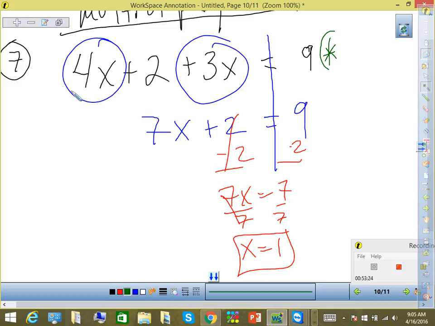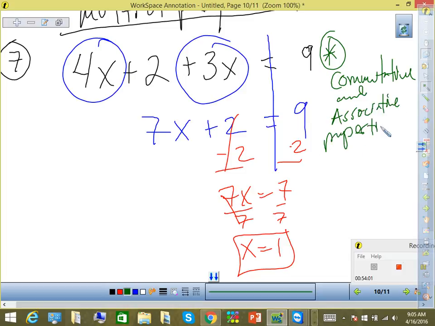At this point, look up, please. I'll wait. Focus, please. All right, here we go. At this point, what do we do? We combine like terms, right? But that's not a property. The properties are commutative and associative properties of addition.